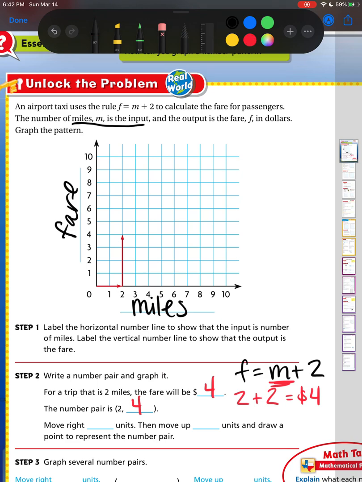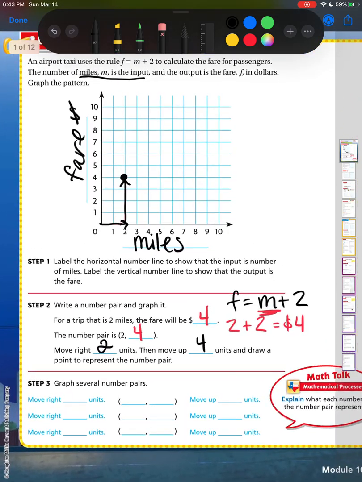When we were talking about our number pairs before spring break, we said we go over the first number, the number on the left, and we go up the second number. So you'd go over 2, up 4, and we land here. So over 2, then up 4. So at 2 miles, you have a fare, which was dollars, a fare of $4. So we moved to the right 2 units, and then we moved up 4 units to represent our number pair. So we can graph several number pairs because a graph isn't just one point. A graph is multiple points, right?